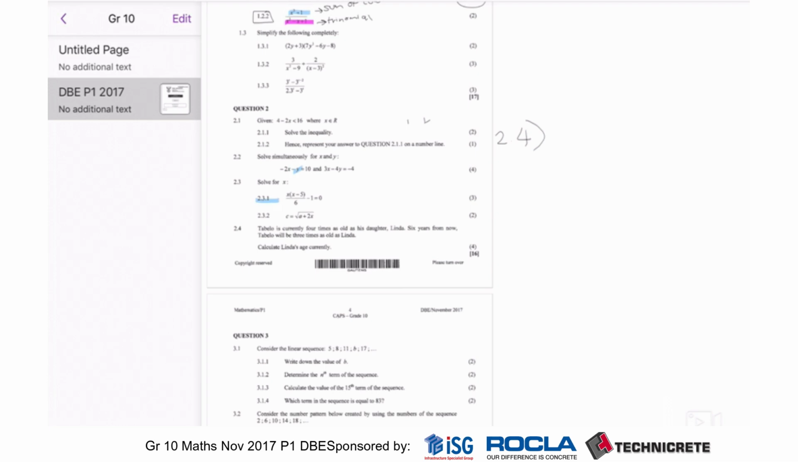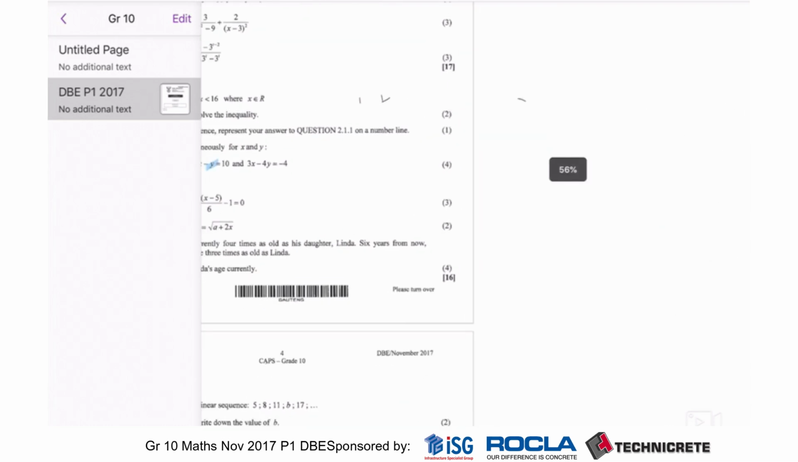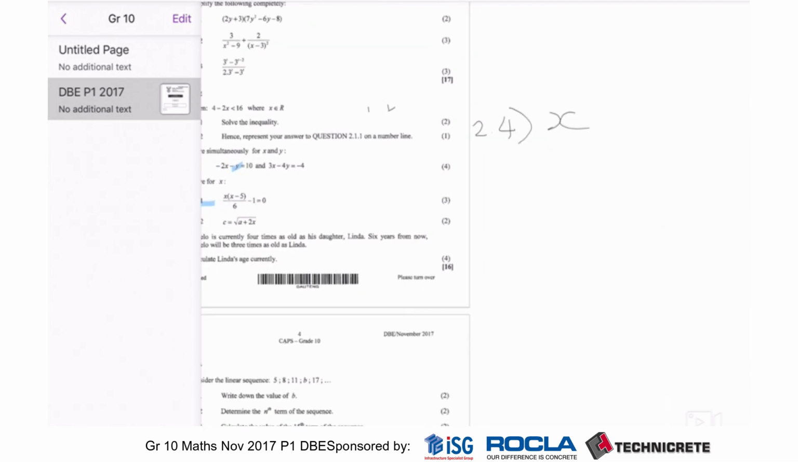So we're going to say Linda's age is x, because we essentially want to find x. It's a solve for x question. We want Linda's age. Right now, Tabelo is 4 times Linda's age, so he is currently 4x. In 6 years from now, Linda will be x plus 6. And 6 years from now, Tabelo is going to be 3 times Linda's age, so it's going to be 3 times (x plus 6). Because he's not going to be 3 times her current age, he's going to be 3 times her age in 6 years.